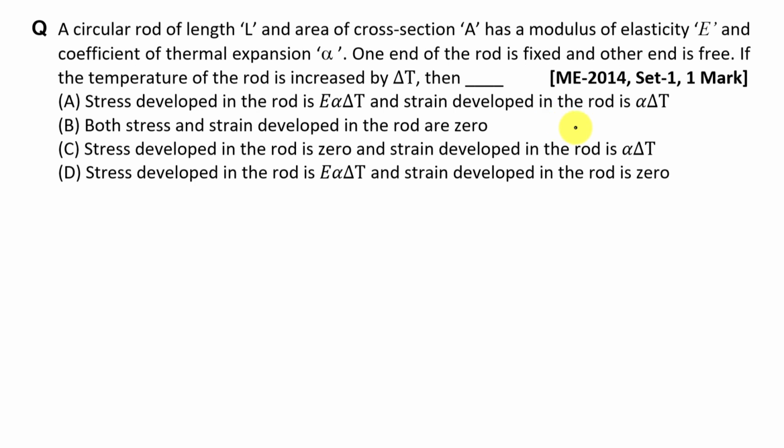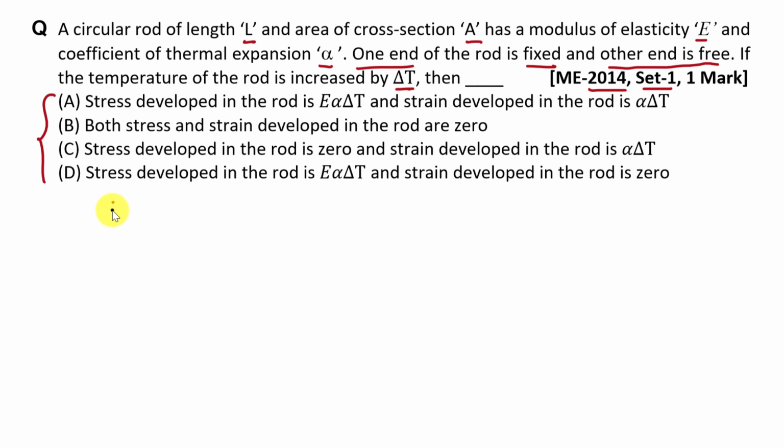Fine. Next question from year 2014, paper set 1. A circular rod of length L and area of cross section A has modulus of elasticity E and coefficient of thermal expansion alpha. One end of the rod is fixed and other end is free. If the temperature of the rod is increased by delta T, then we have to choose the correct option from these 4 options.